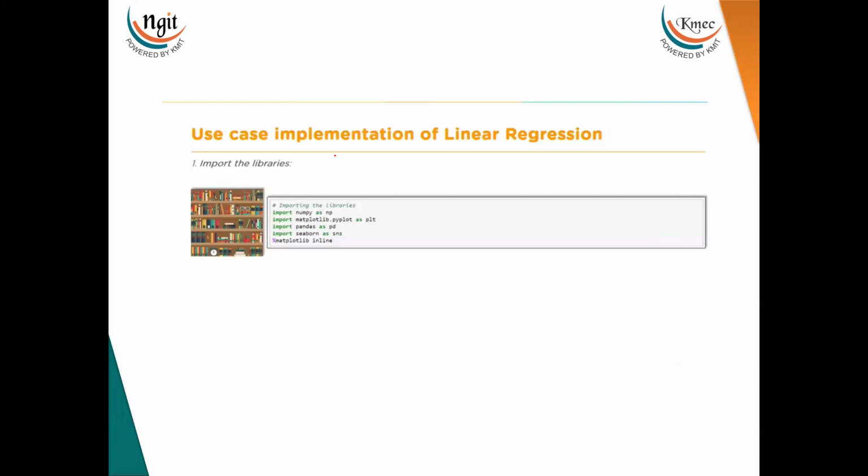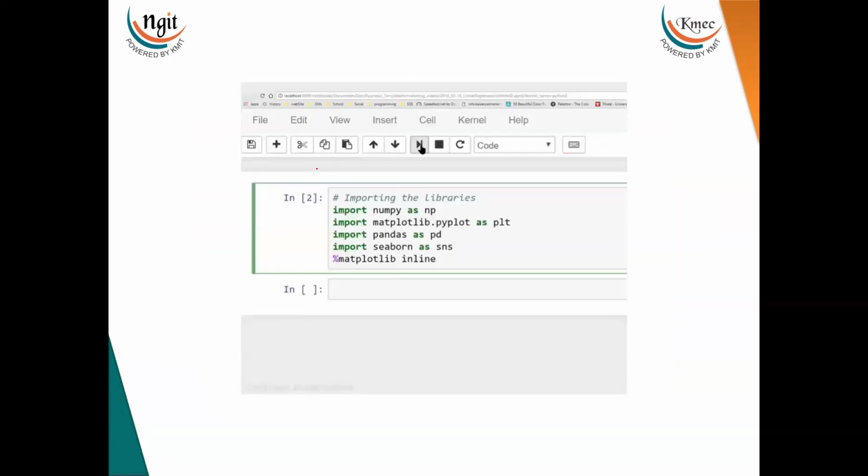The very first thing for any machine learning program is to import the libraries. There are three main libraries: NumPy, Pandas, and Matplotlib. Importing the libraries is the first step in implementing the linear regression program. Seaborn is used for data visualization.